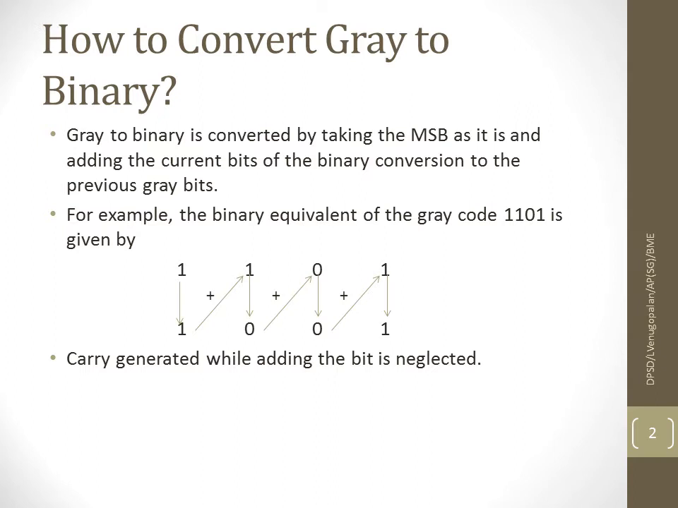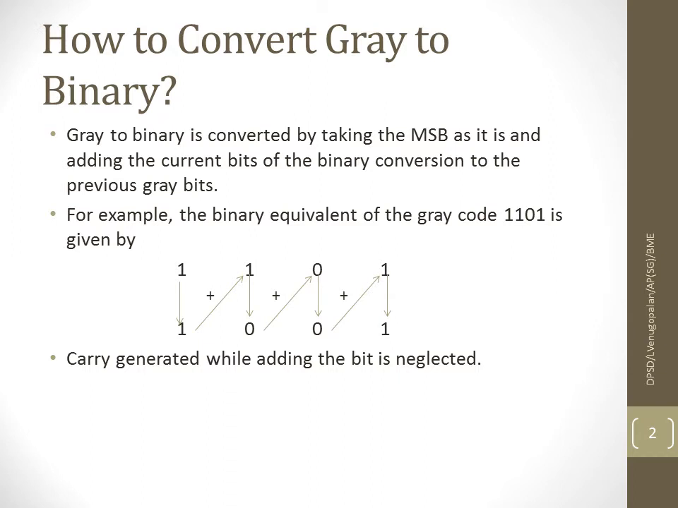Again, if a carry is generated, then the carry is ignored. It's just the sum that is taken into consideration. Therefore, if 1101 is the gray code, then the equivalent binary is 1001. Right? So this is the logic behind converting gray numbers to binary numbers.